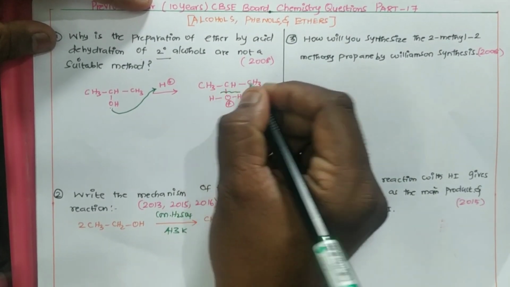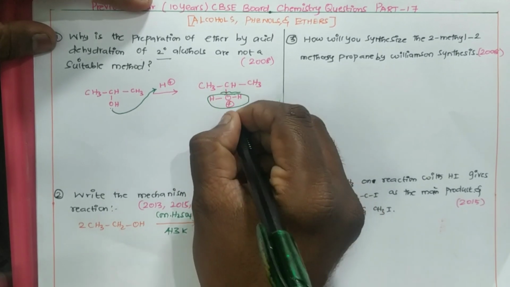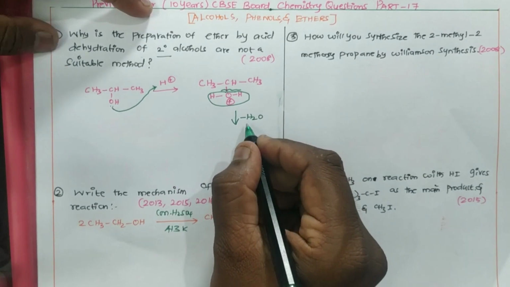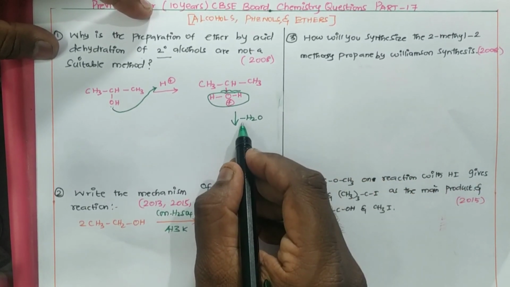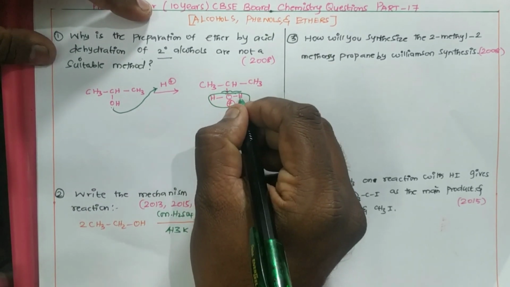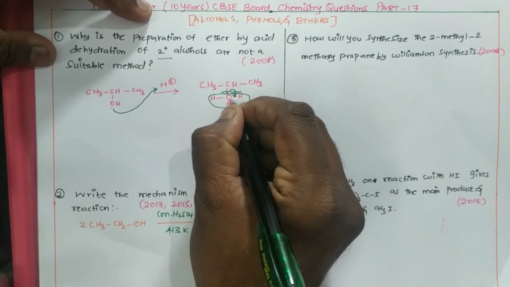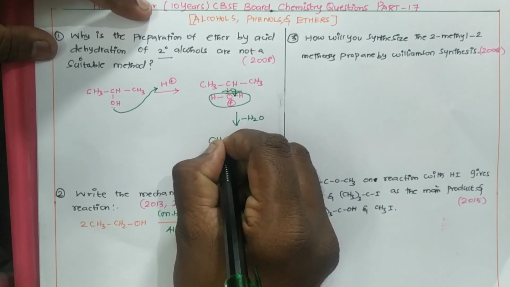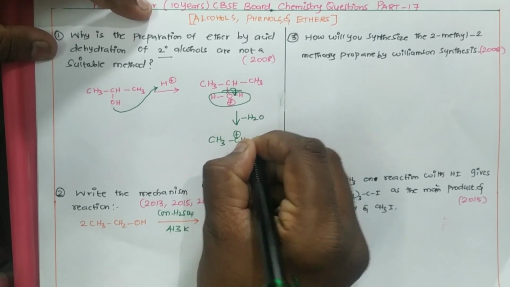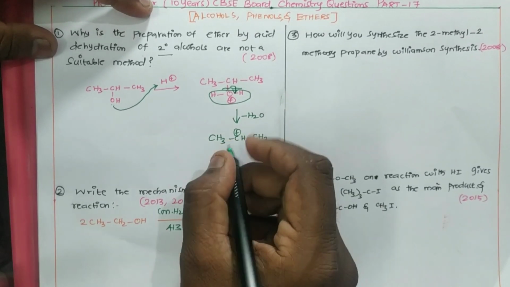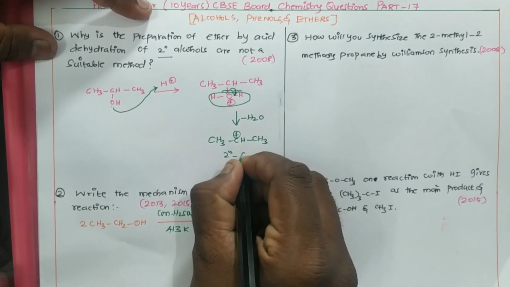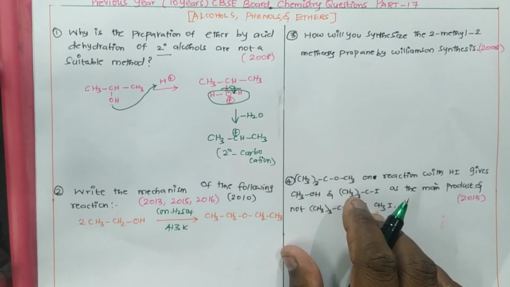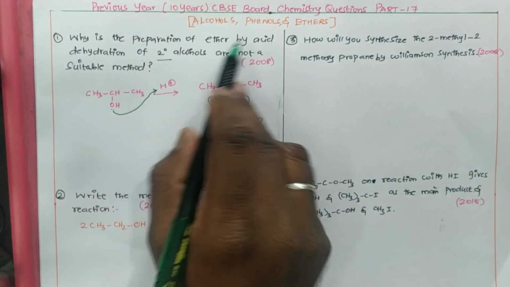And this bond is getting broken. This will leave as a water molecule, so I put minus H2O. The water is getting eliminated, that is why I give the minus sign. Here this bond is getting broken and goes with the electrons as neutral water, and because of that one positive charge is getting created. That is CH3CH plus, and here it is CH3. So it forms a 2 degree carbocation.